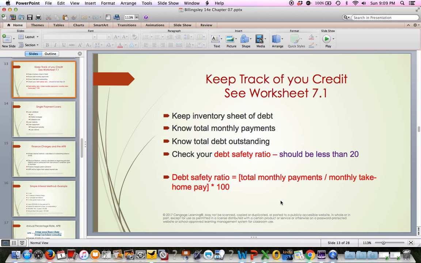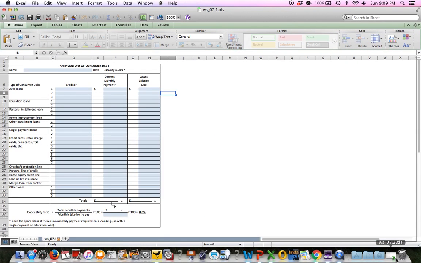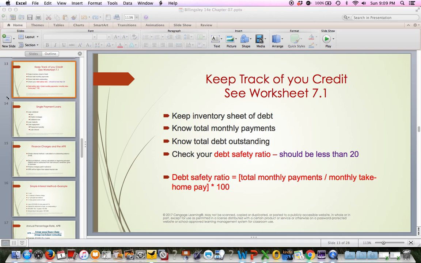So keep track of your credit. Worksheet 7.1. There's two Cengage problems for this chapter, and one of them will use worksheet 1, which is just simply an inventory of debt. This worksheet shows you what the different types of debt you may have are. It's organized by types of debt, who the creditor is, what the payment per month is, and then what the latest balance due is, just to help give you a handle on all of your payments that you have to make. So it's always good to have a handle on the types of payments and loans that you have outstanding. It's just a good worksheet to help you do all that.